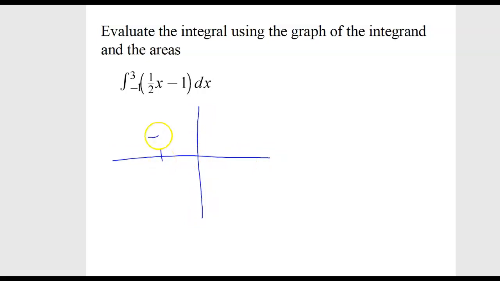So this graph goes from -1 to +3. It has an initial starting height on the y-axis at -1. My slope is a positive 1/2, so that tells me it's going up 1 and over 2. Which tells me at 2, I am going to need to create my new integral, because the area from -1 to 2 is going to be negative, and the area from 2 to 3 is going to be positive.